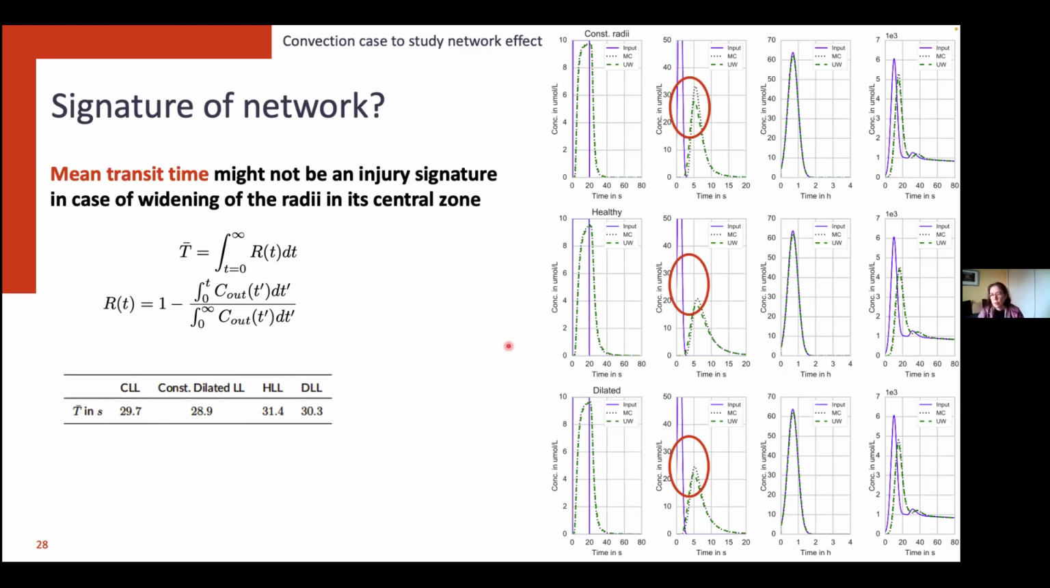So we were a bit disappointed, because you can see some differences in the transport of this curve between constant radii, healthy and dilated. But this is if you look at the whole temporal curve, whereas if you look on average, at this mean transit time, you don't find any difference. So this means we need to find new biomarkers, new signatures of how geometry impacts transport, and this is the subject of a current PhD in the team.